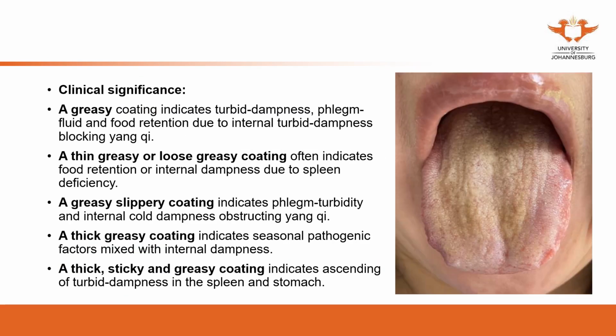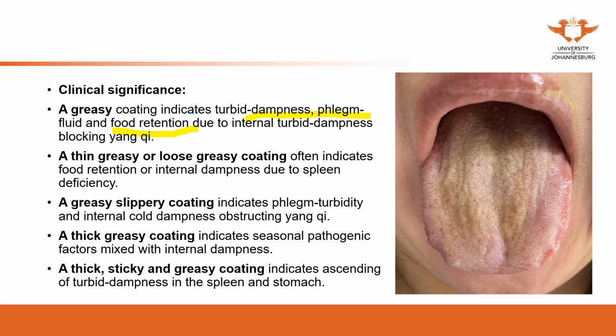A coated coating. Here's another image of greasy coating. This one is also thick. The greasy coating mostly indicates dampness, phlegm, food retention, and you will see what these categories are: the dampness, the phlegm, the food retention. That's from the discussion in the previous video. We said that the fertilizer, so the greasy coating is the grass growing too well, overgrowing.